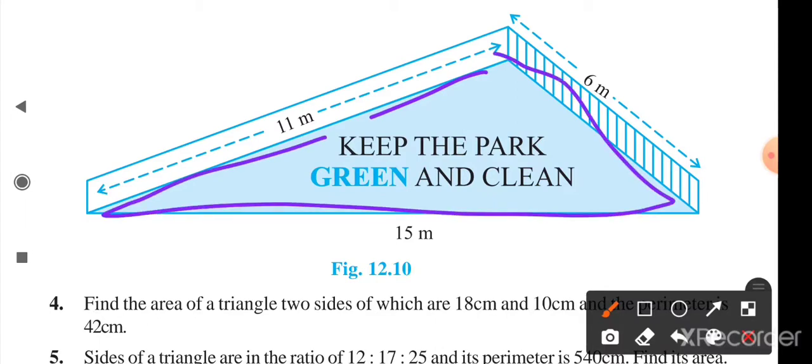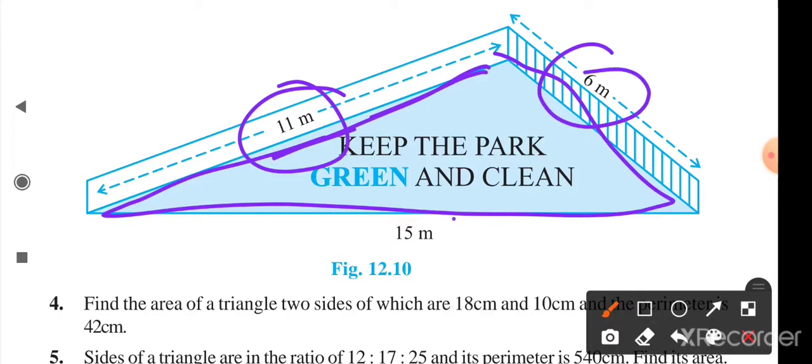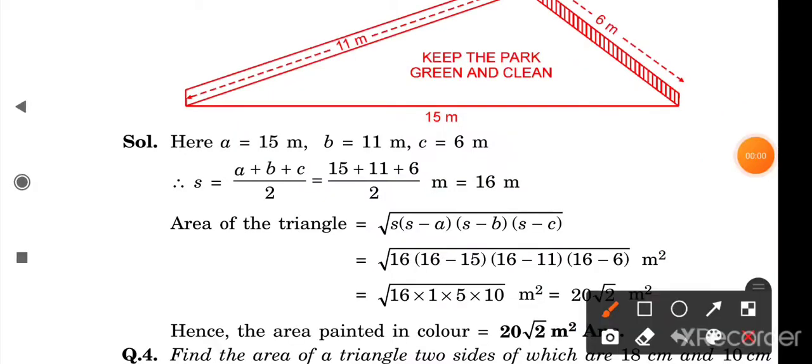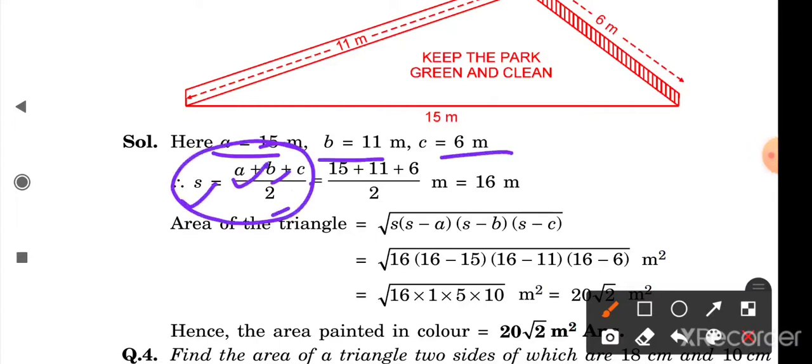So nothing special you have to do. You can see that it is in the shape of a triangle. So again you will use Heron's formula and you have been given the values of A, B, C. First you will find out the value of the semi-perimeter. S is equal to A plus B plus C upon 2. The values of A, B, C are 15, 11 and 6, and you will add these 3 and divide by 2.